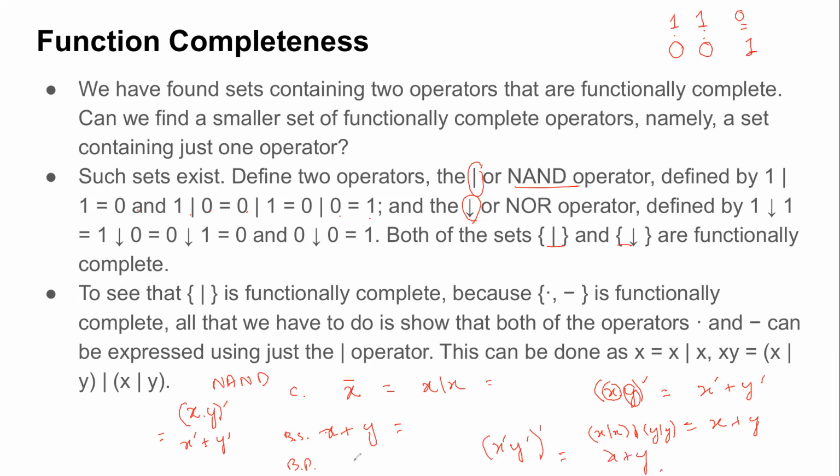Similarly, you can do it for Boolean product as well. So you can see that NAND and vice versa, NOR, both are functionally complete operators. What do we mean by functionally complete? Whatever is the given set, you have to express all operations using that set only.